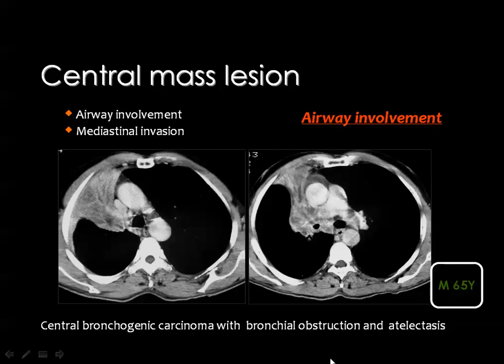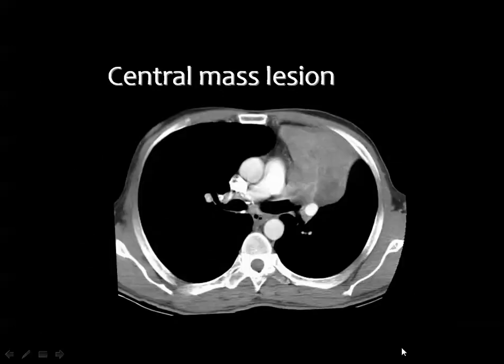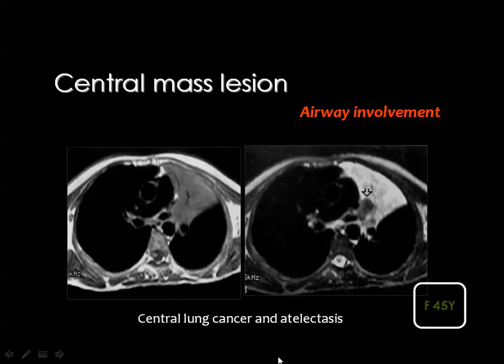Then if you look at this example, you see here some consolidation collapse with no air bronchogram, of course, because air is absorbed due to malignant obstruction, and you see the lesion as well, but you cannot separate the tumor from the consolidation. And this is the value of MRI to separate the tumor from the consolidation, especially in the T2 weighted image. And you see this tumor, and this is the consolidation.